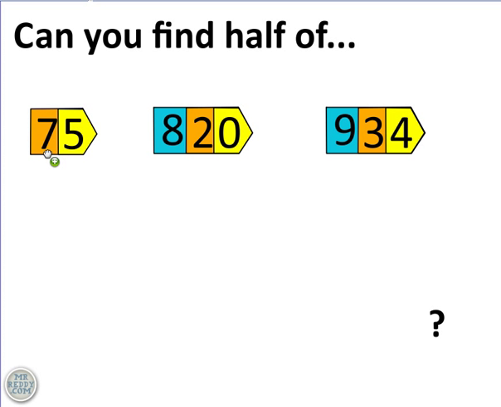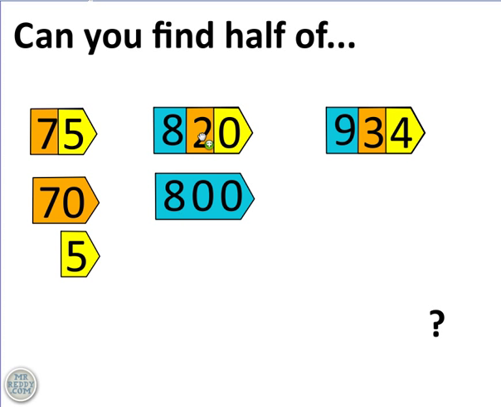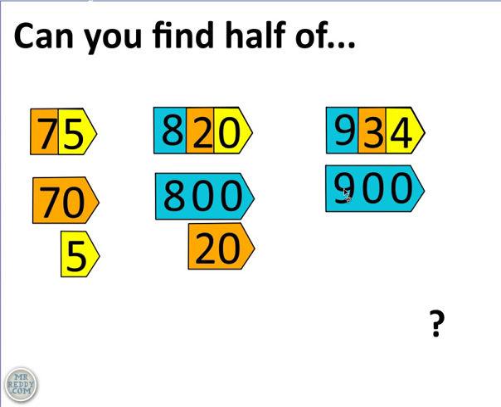Okay. So here's my hint. For finding half of 75, I'll split 75 into 70 and 5. To find half of 820, I would split it into 800 and 20. And if I was going to find half of 934, I'd split it out into 900, 30 and 4. Hopefully you can then work out what to do next and provide the answers.